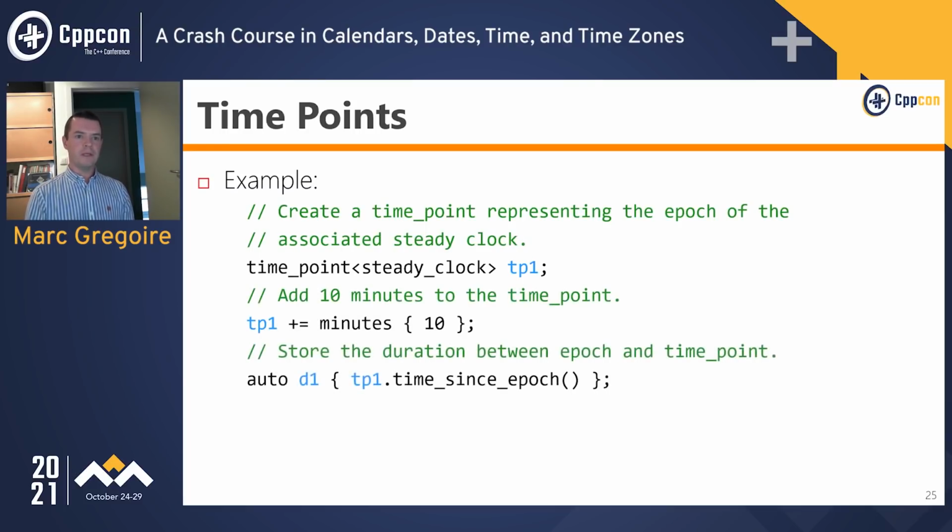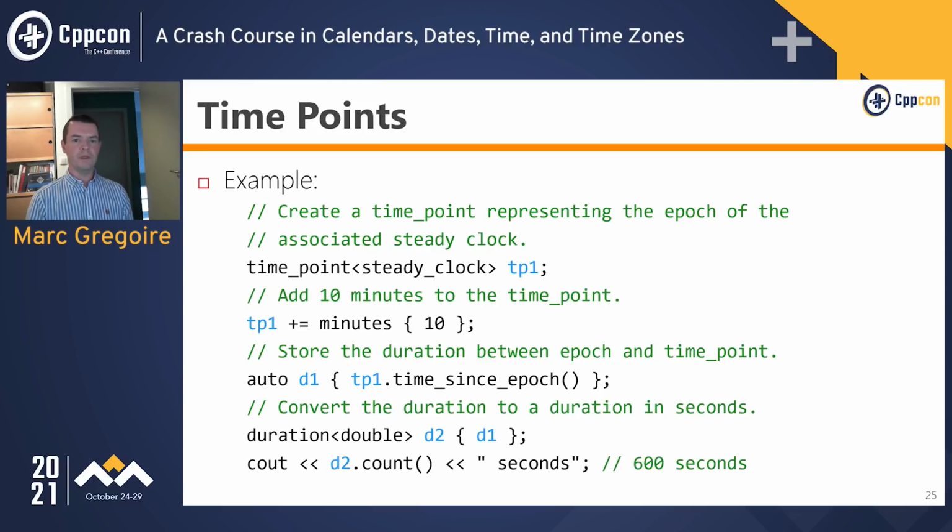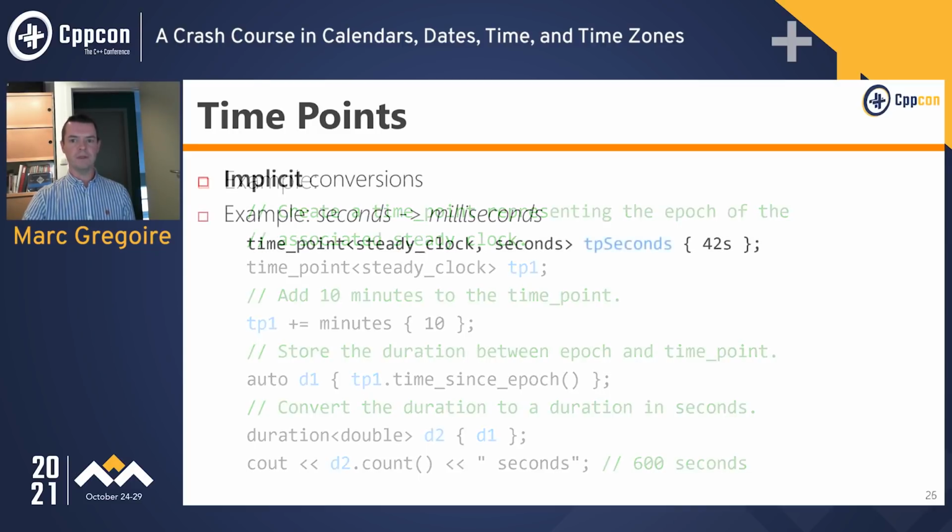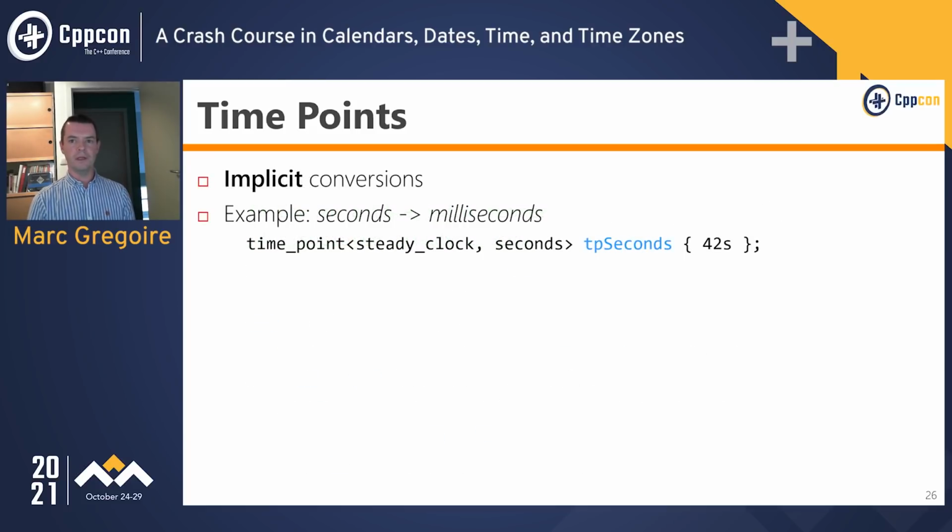Here's an example. I'm creating a time point representing the epoch of the associated clock. I add 10 minutes to it, and then I store the duration between the epoch and the time point as a duration d1. Then I convert this into seconds, and the output of this piece of code is 600 seconds. Remember, here I'm just specifying double for the duration because seconds is the default for a duration.